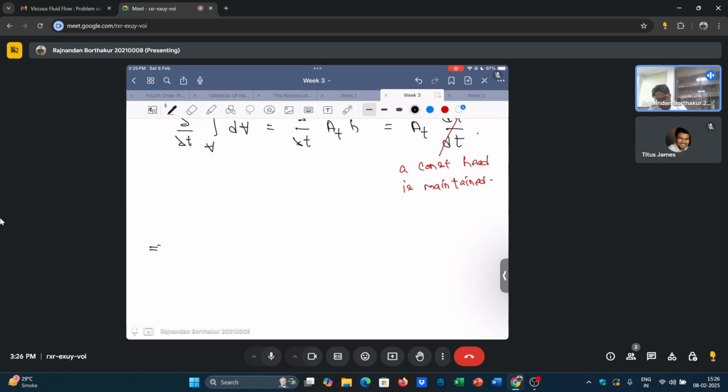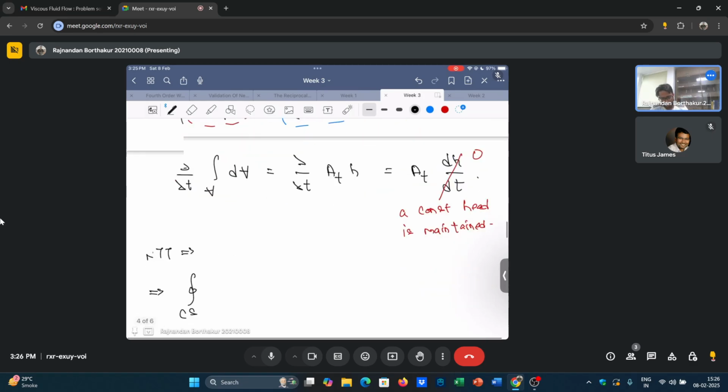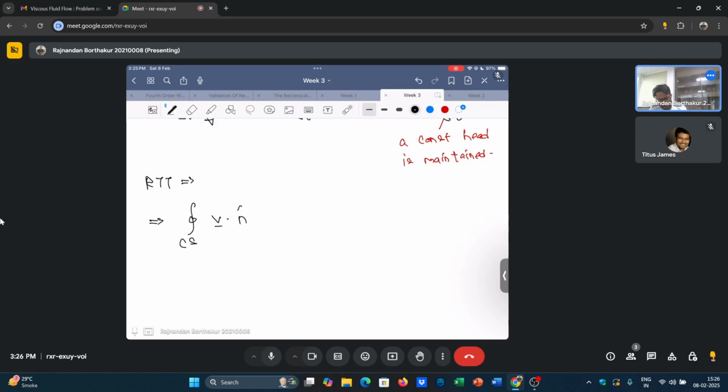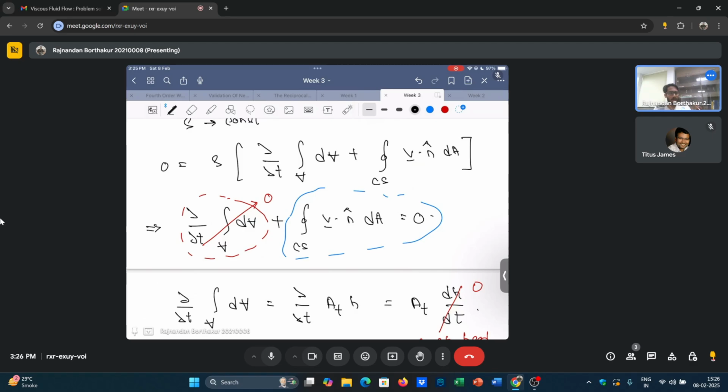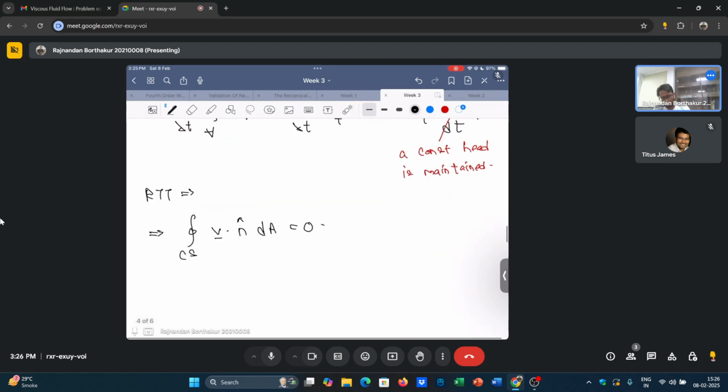So the RTT then boils down to the closed surface integral over the control surface of v dot n hat dA equals 0. All right. Now how do we proceed is the question that should pop up in your mind. We did all the simplifications given the context of the problem and the physical paradigm that we saw. The RTT simplifies to this term equaling 0. But now how do we get u naught?